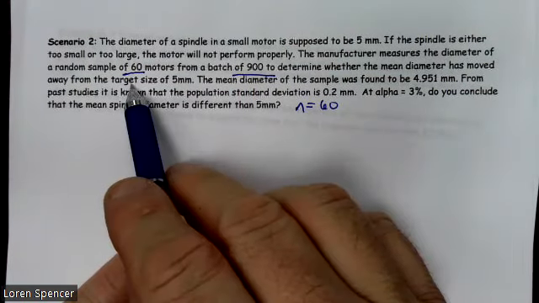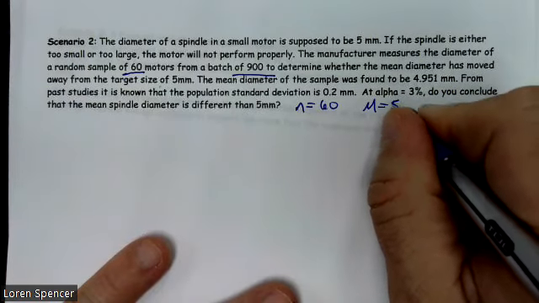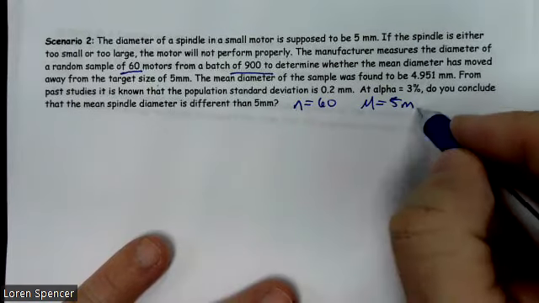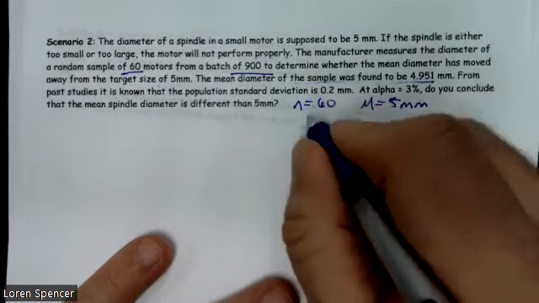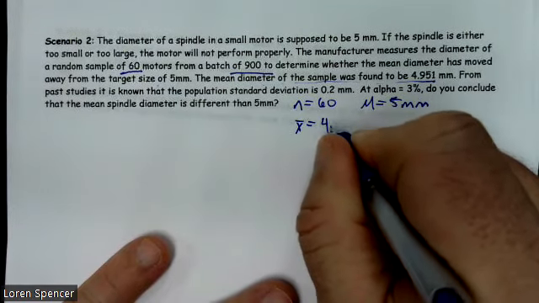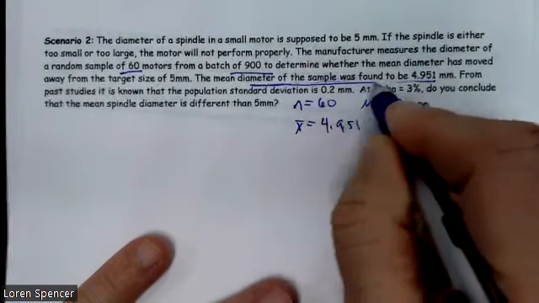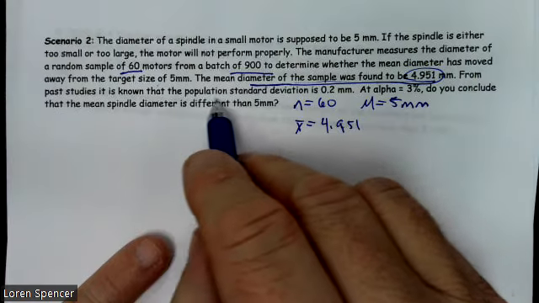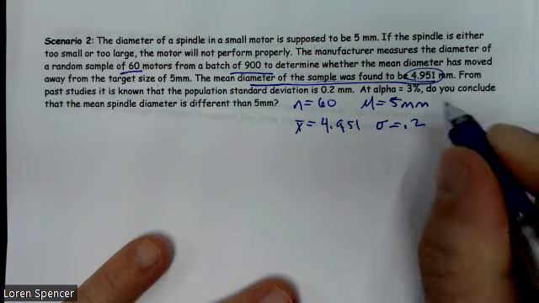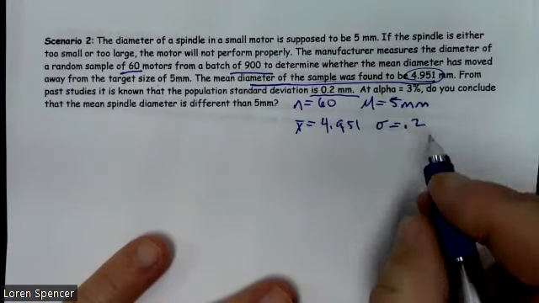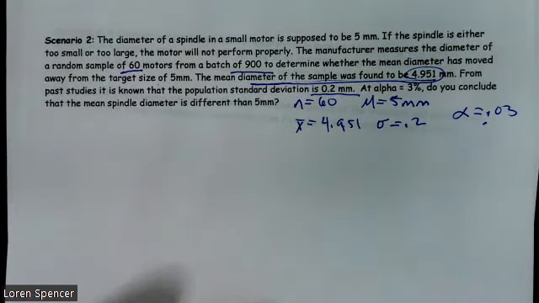Whether the mean diameter has moved away from the target size of 5 millimeters. Sounds like this is our claim about the population mean. The mean diameter of the sample is found to be 4.951, so x bar is 4.951. From past studies, the population standard deviation is known to be 0.2. And we need a test at an alpha equal to 0.03. This is our level of significance.